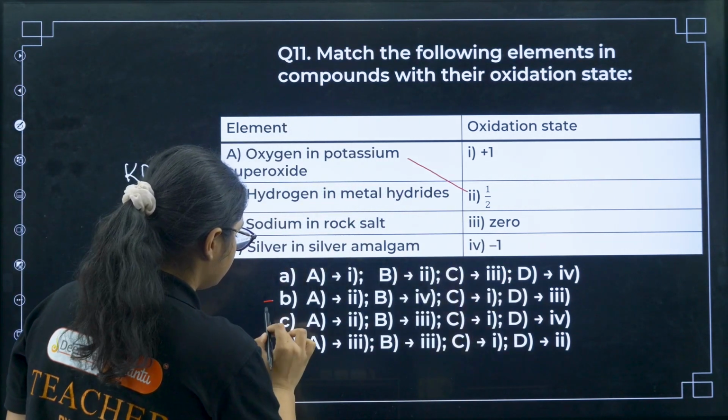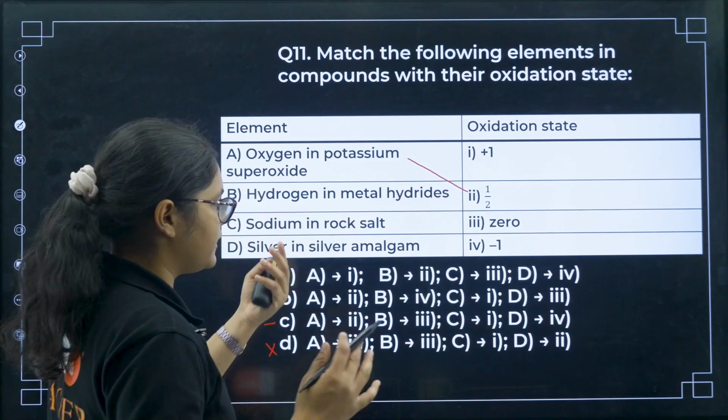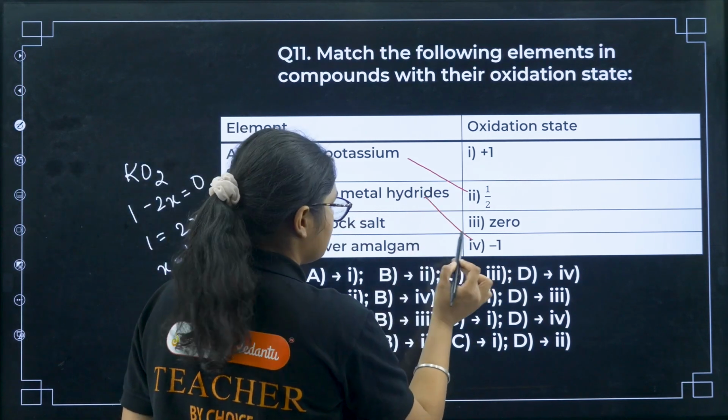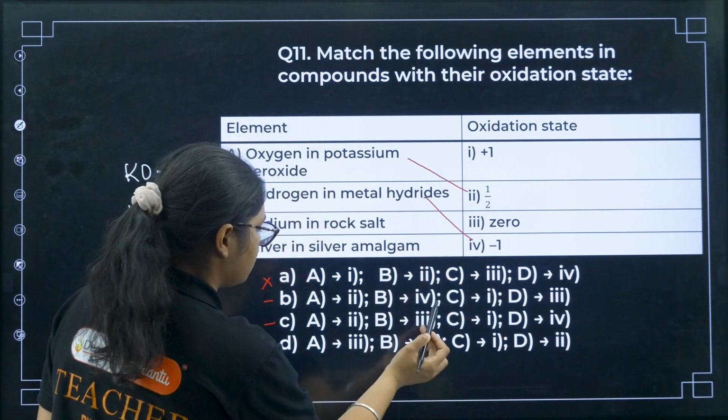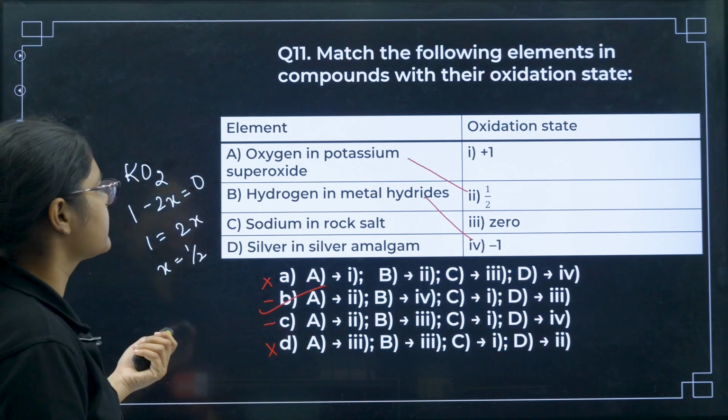So you can find only these two options, so I can eliminate these two options. Next, hydrogen in metal hydrides has a negative charge. So that is your B is equal to 4. I have only one option with B is equal to 4. So option number B is the correct answer here.